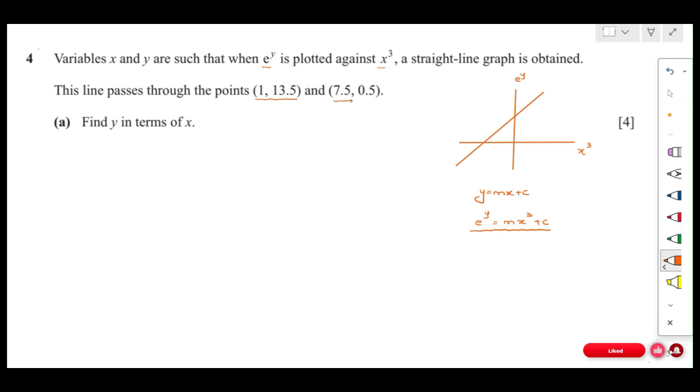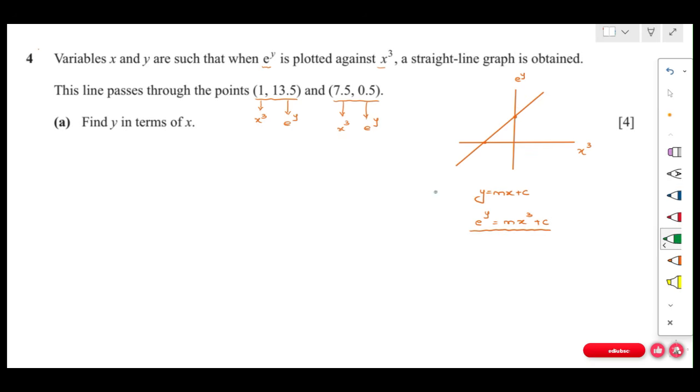These are the 2 points where it passes through. Let's say this is the first point, this is the second point. Now your first x coordinate is basically x cubed, and the y coordinate is your e to the power y. This is your x cubed and this is my e to the power y. Now part A, find y in terms of x.